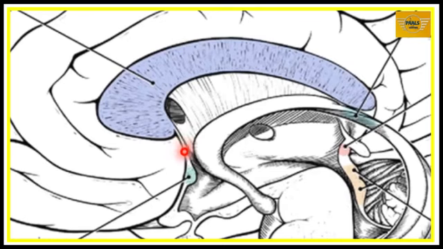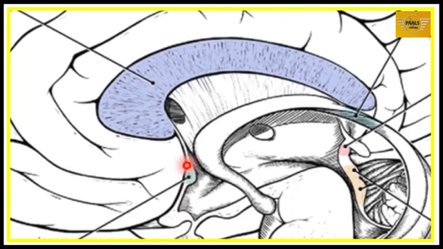This is the rostral part of the corpus callosum. Now, below the rostral part, we see this structure here. This structure is called the anterior commissure. It's a rounded commissure. It lies behind the lamina terminalis.